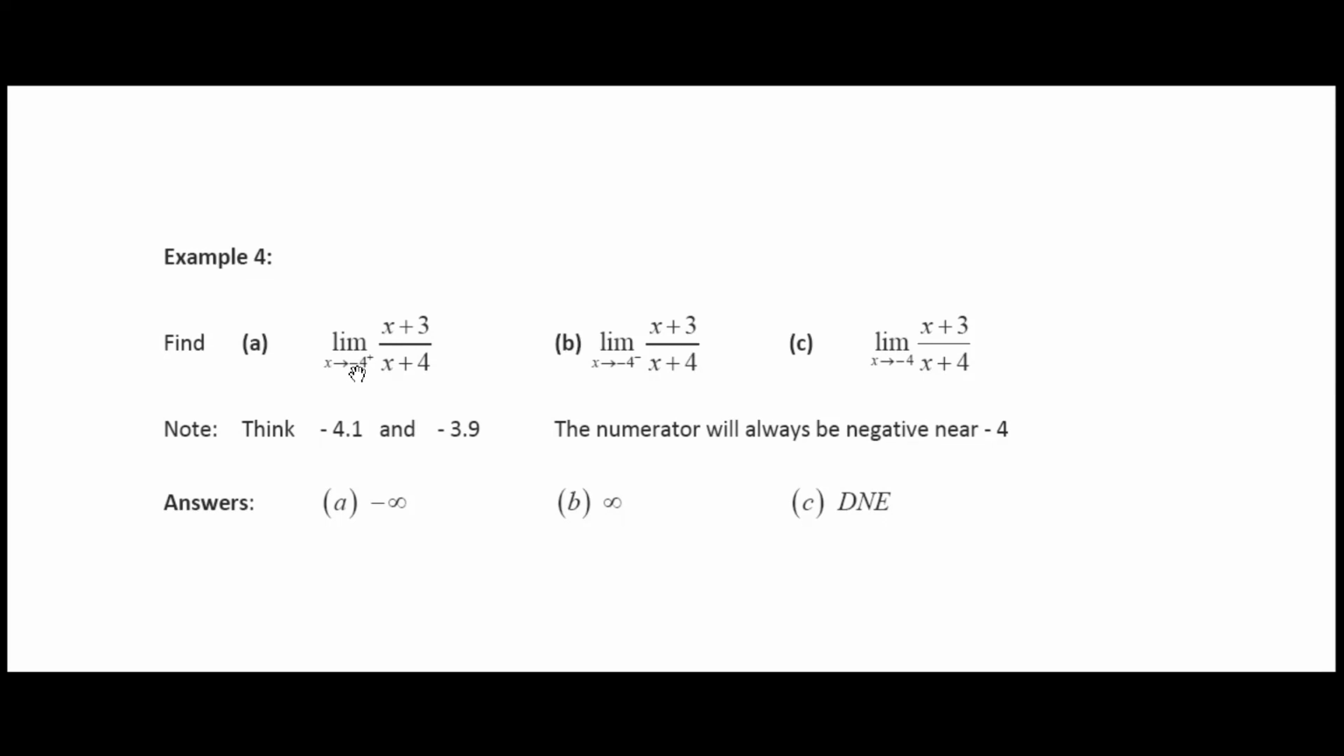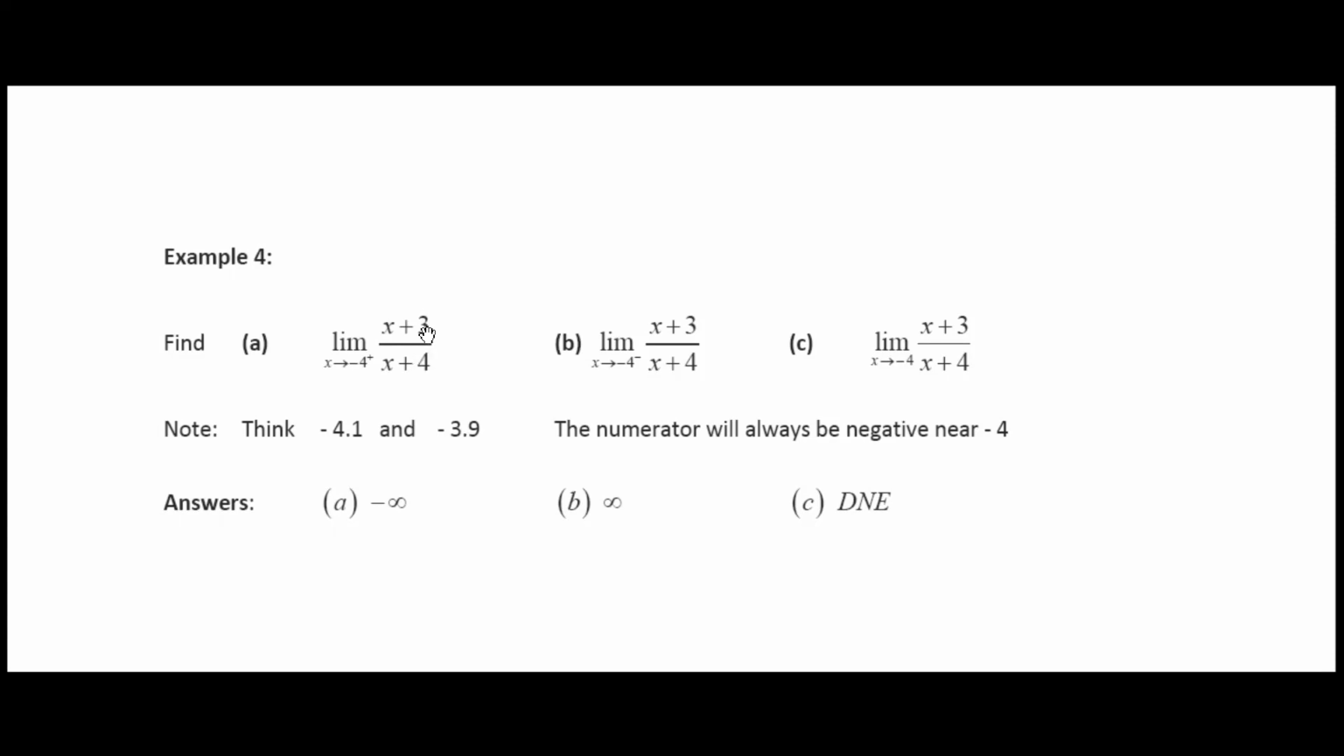Now remember, when you approach negative 4 from the right, think about it on the number line. Negative 3.9 is the number to the right, negative 4, negative 4.1 is the number to the left. So we're going to use this number. Now remember, the numerator is negative. Negative 4 plus 3, negative. Keep that in mind. So when you put negative 3.9 into this, you're going to get positive 0.1, is it not?